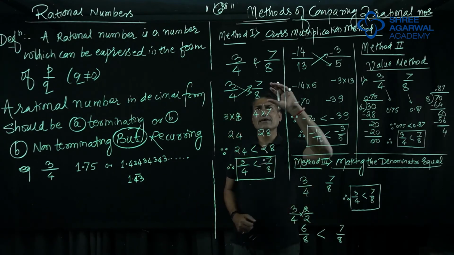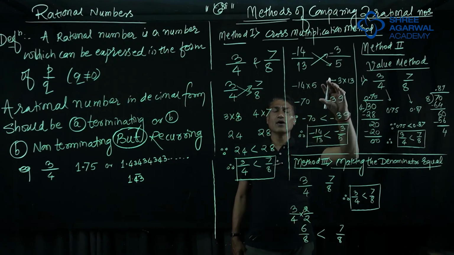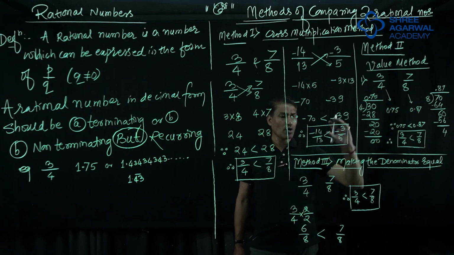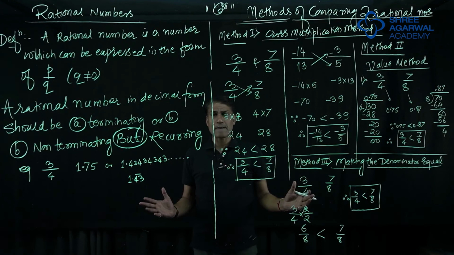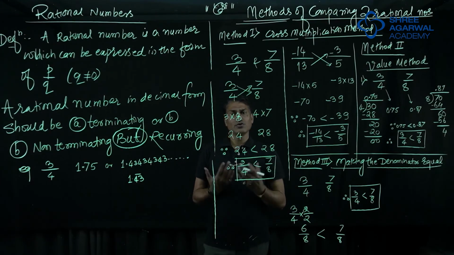So you do by either cross multiplication method, or you do by value method, or you do by making the denominator equal method, you are going to get the same result. Whichever is easy for you, you follow it.